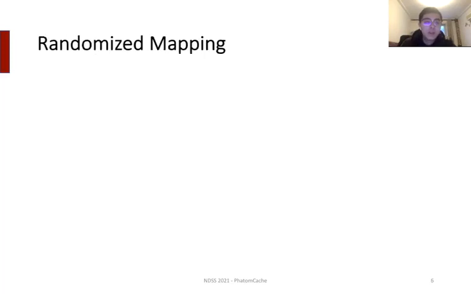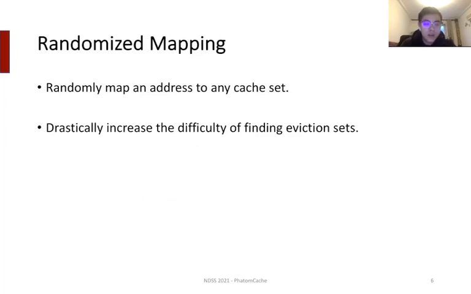A key observation is that if, instead of deterministically mapping an address to some cache set, we randomly map an address to any cache set, it will drastically increase the difficulty of finding eviction sets. Because theoretically, you cannot find any set of addresses that always map to the same cache set in this scenario.